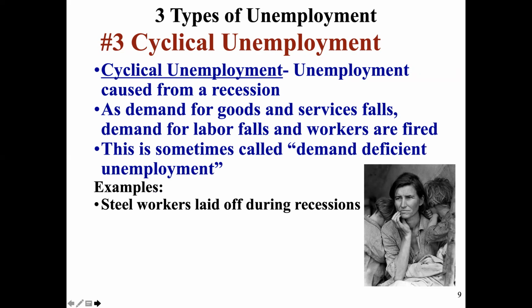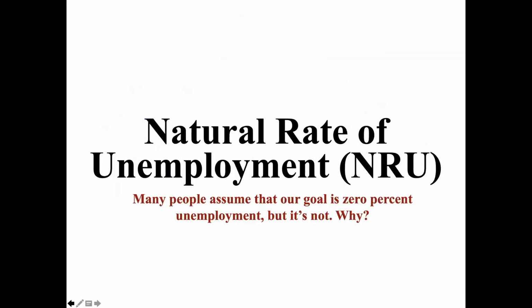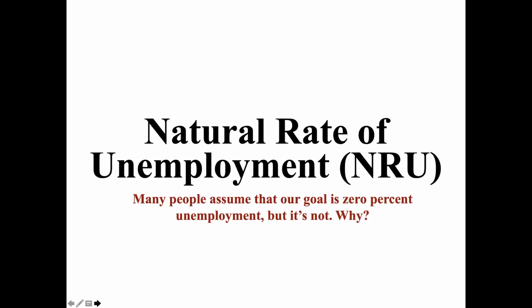Examples of that are steelworkers being laid off during a recession, restaurant owners firing waiters after poor sales due to a recession, high unemployment during the Great Depression, or folks who lost their jobs due to the COVID-19 crisis. So anytime a downturn in the business cycle or a recession is the cause of you losing your job, then you are cyclically unemployed. Okay, so we have three types, okay?